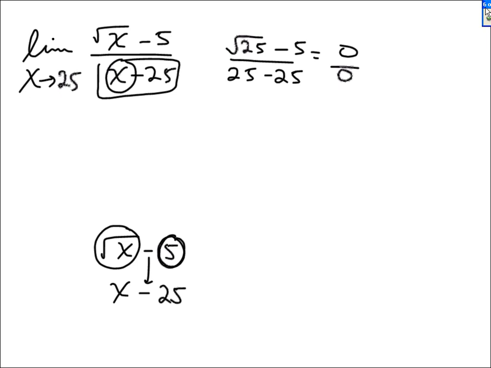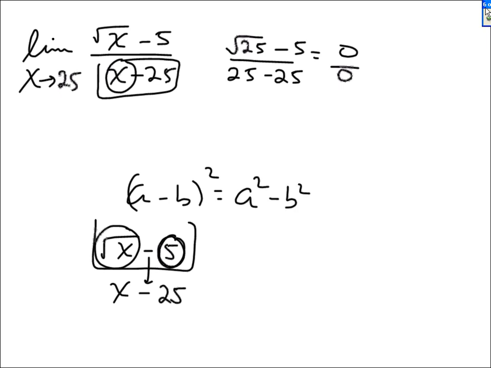Now, the question is, how do you just come in and square? Please, a minus b squared is not a squared minus b squared. If you square the square root of x minus 5, you do not get the square root of x squared minus 5 squared. You do not get that. Remember, there's another term. But there is a way to do this.